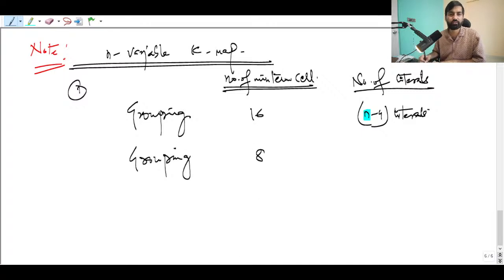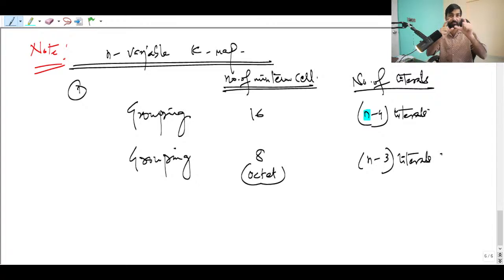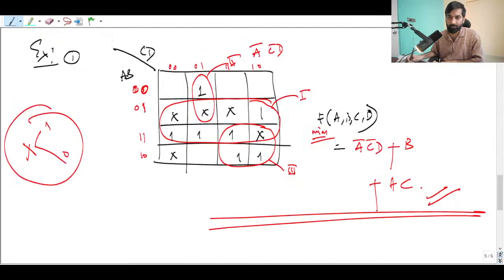And suppose you're grouping 8 ones or 8 min terms, we call it octet, right? इसको क्या बोलते हैं? Octet बोलते हैं. So here you are going to get n minus 3 literals in the term, right? Like in this case, you see, how many literals are there? How many literals we got in this case? There is only one literal, right?